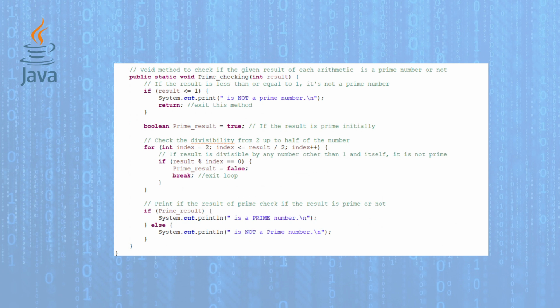Next, if the number is greater than 1, we assume it is prime by default using a Boolean variable named primeResult, which is set to true. Then, we use a for loop to check if the number is divisible by any value from 2 up to half of the result. If it is divisible by any of these values, it's not prime, so we set primeResult to false and exit the loop. Finally, based on the value of primeResult, we print whether the number is a prime number or is not a prime number by the if-else selection statement.